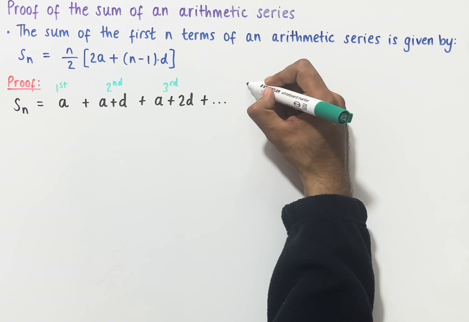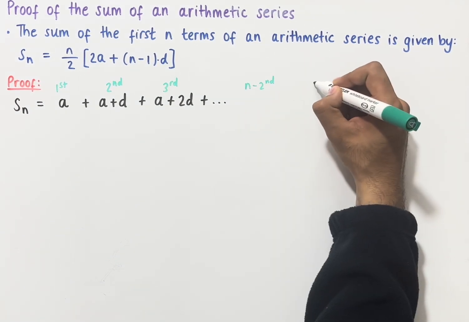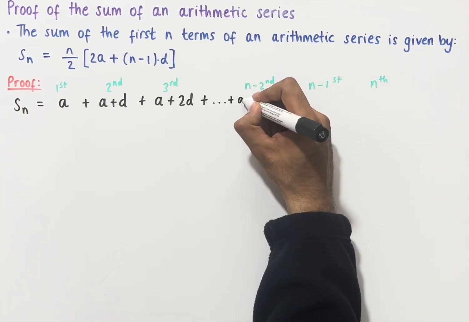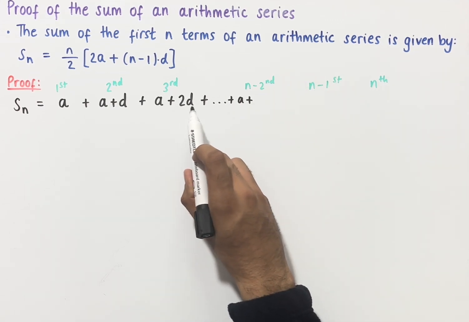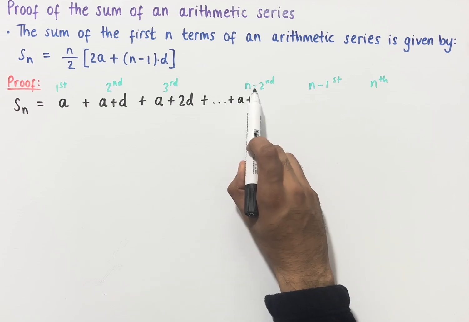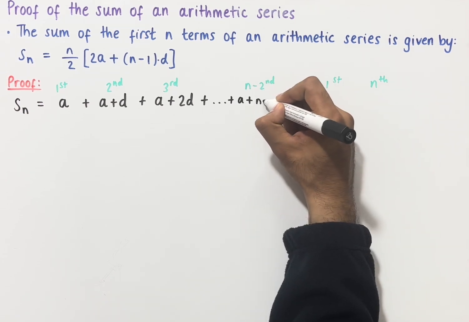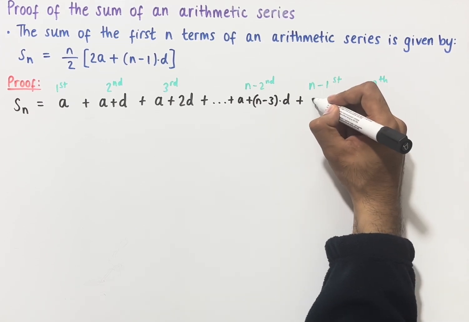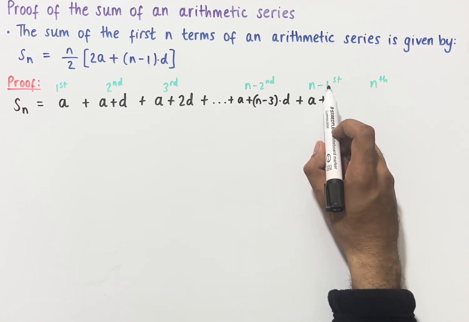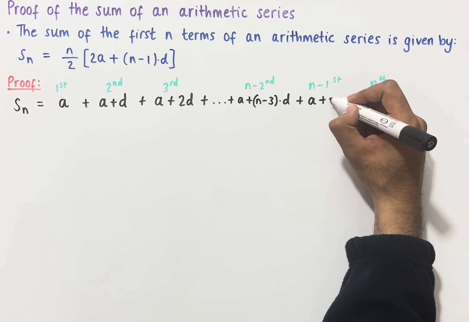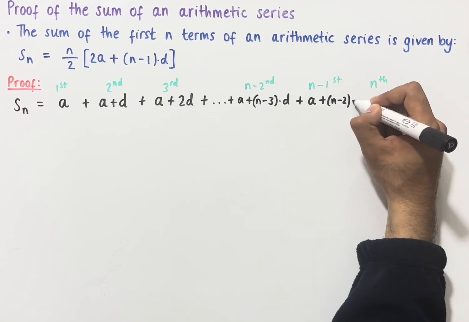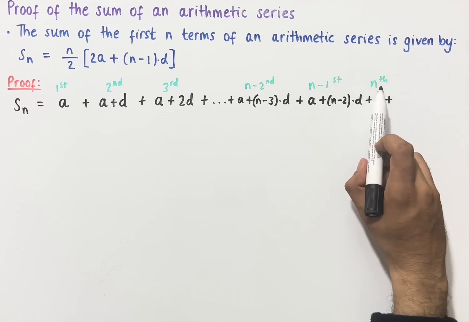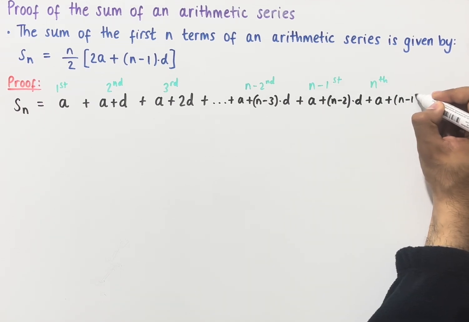So suppose we wanted to consider the (n minus 2)th term, the (n minus 1)th term, and the nth term. For the (n minus 2)th term, we start with a, and then we add on a multiple of d, which is 1 less than the position. N minus 2 minus 1 gives us n minus 3 in brackets, and then we times by d. To get the (n minus 1)th term, we have again a plus, and now to get the multiple of d, we take away 1 from the position. So n minus 1 minus 1 gives us n minus 2, and then we times by d. Finally, to get the nth term, we have a, and then we add on 1 less than the position, which gives us (n minus 1) in brackets times d.